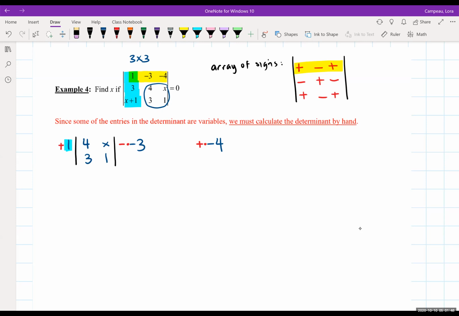I'll do the same thing for the -3. So again, I have the row covered up. Now the column that I want to look at will be covered up as well. And I will have remaining entries in the matrix. So I may need to space this out a little bit, but I do have the 3, the x plus 1, the x, and the 1.